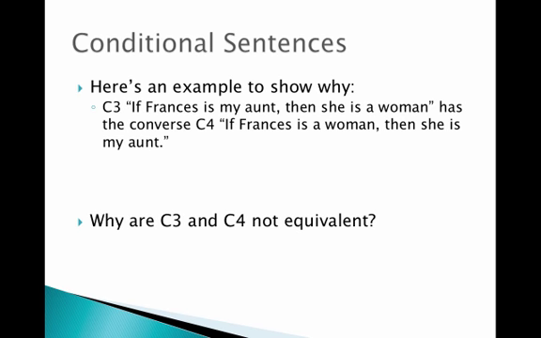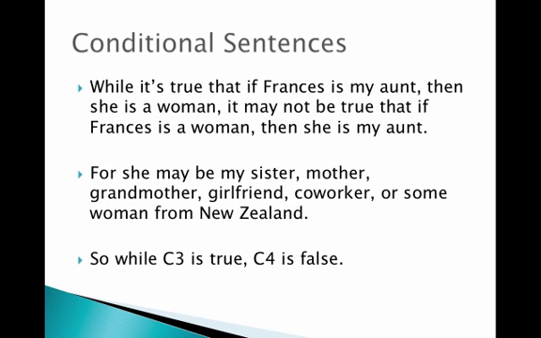Why are C3 and C4 not equivalent? Well, it's true that if Frances is my aunt, then she's a woman. It's just false that if Frances is a woman, then she is my aunt. If Frances is a woman, she could be my sister, my mother, my grandmother, my girlfriend, my coworker, or some woman from New Zealand, or any other woman.